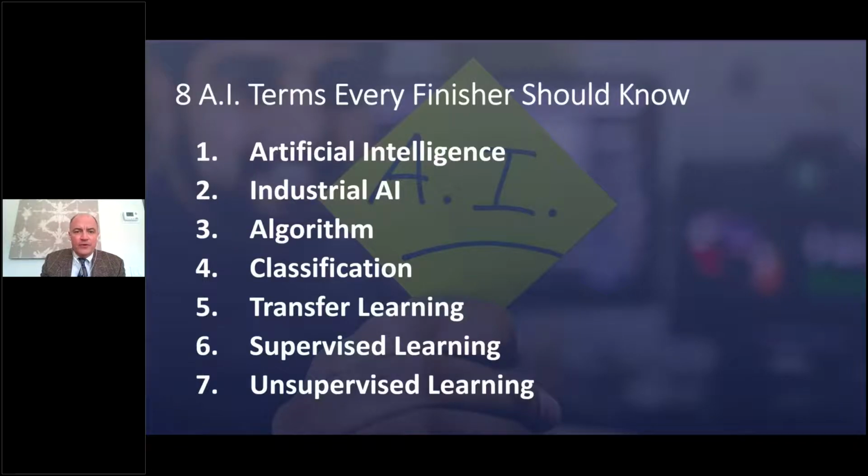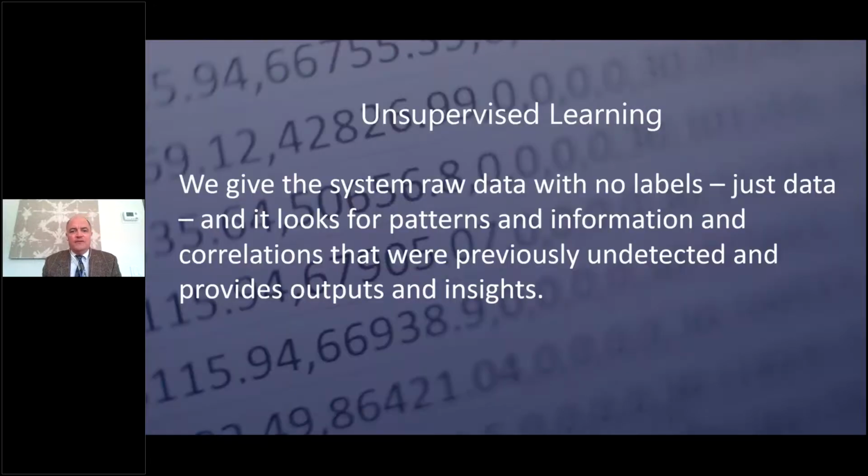Then we also have what we call unsupervised learning. So this is actually really cool. This is where we basically give the system raw data, no labels, we don't even tell it what the data is or what it represents, but it looks for patterns and information and correlations that were previously undetected by people and provides outputs and insights. So that's what we mean by unsupervised learning.